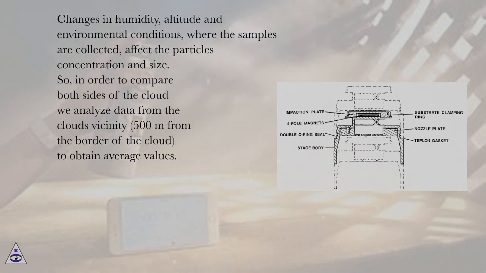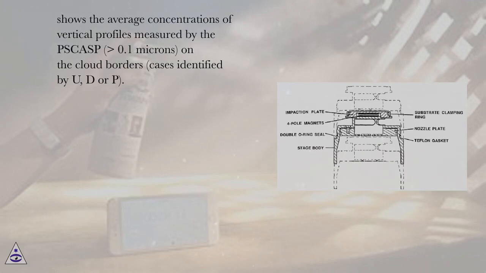Changes in humidity, altitude and environmental conditions, where the samples are collected, affect the particle's concentration and size. So, in order to compare both sides of the cloud, we analyze data from the cloud's vicinity, 500 meters from the border of the cloud, to obtain average values. The figure shows the average concentrations of vertical profiles measured by the PAHs, greater than 0.1 microns, on the cloud borders, cases identified by U, D or P.